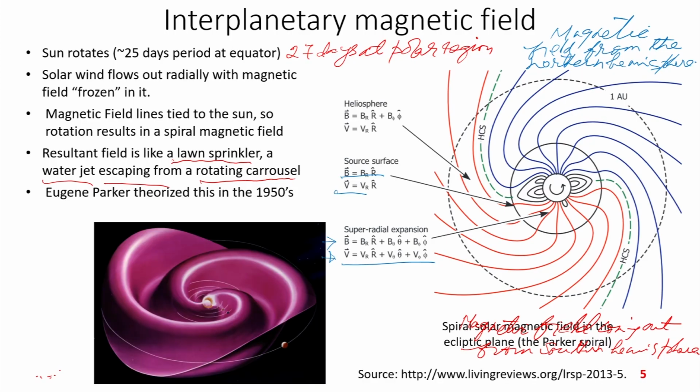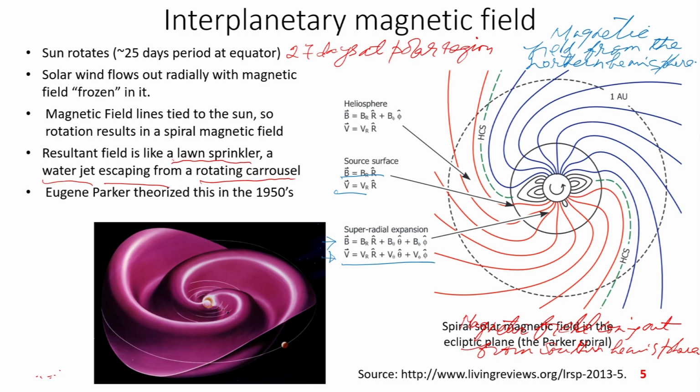As I said, this is shown in a plane. This is called the ecliptic. Ecliptic means the orbit in which the planets revolve around the sun. So this shows one cross section, one cut in the ecliptic plane. Basically the magnetic field and this whole thing should be 3D.